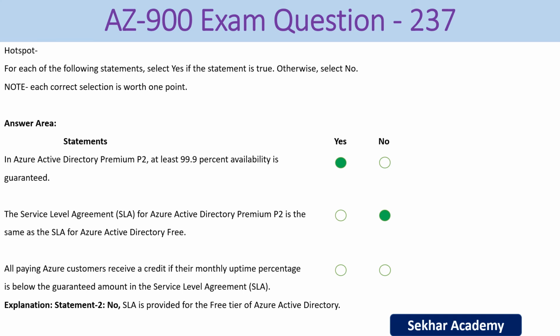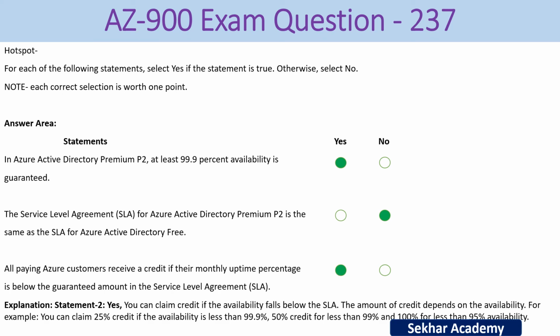Next statement: all paying Azure customers receive a credit if their monthly uptime percentage is below the guaranteed amount in the service level agreement, right? So all paying Azure customers will receive a credit if their monthly uptime percentage is below the guaranteed amount in the service level agreement. The right answer is yes. You can claim credit if the availability falls below the SLA. The amount of credit depends on the availability, right?